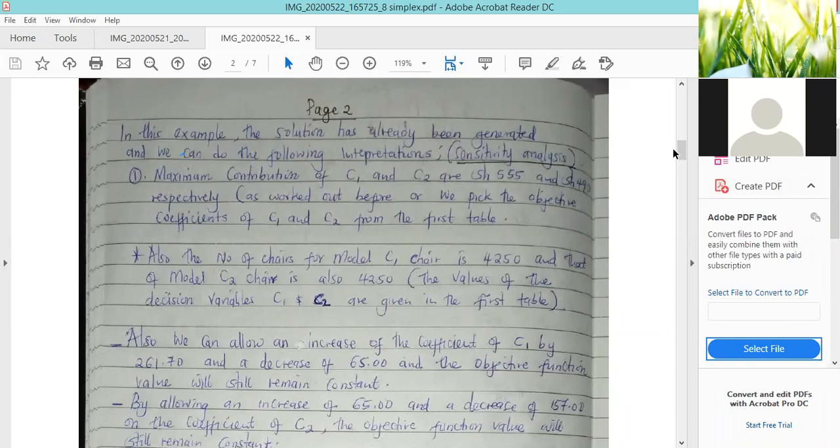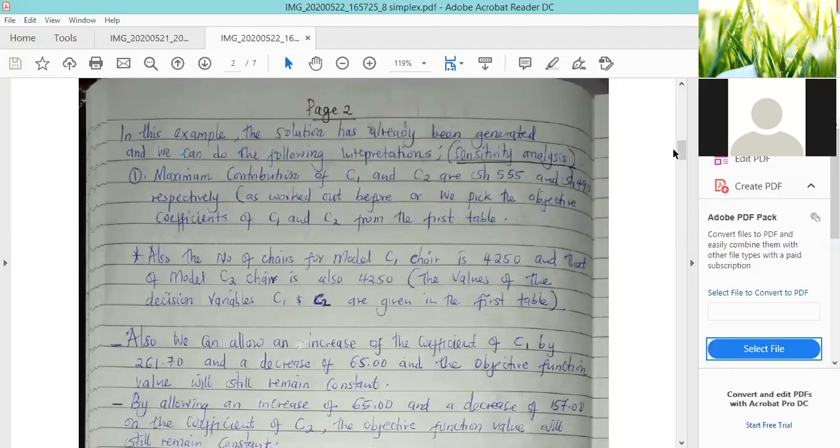You can see this from the data given in the question. The objective coefficients, the coefficients of C1 and C2, are 555 as well as 490. And if these were not given, you should be able to compute them like what we did, using the contribution given by the price per unit minus the variable cost per unit. Then you can also see the values of C1 and C2 given in the solution. Again, the 4250 values of C1, C2 are the corresponding figures we found using our simplex method.